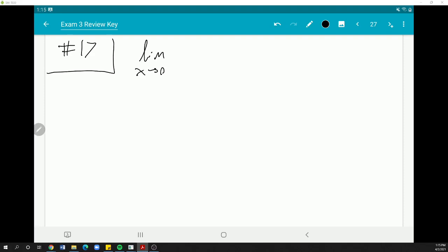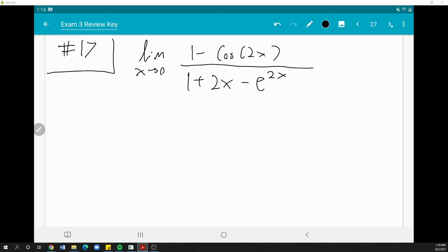Limit as x goes to 0 of 1 minus cosine of 2x over 1 plus 2x minus e to the 2x. So I make the following notes.